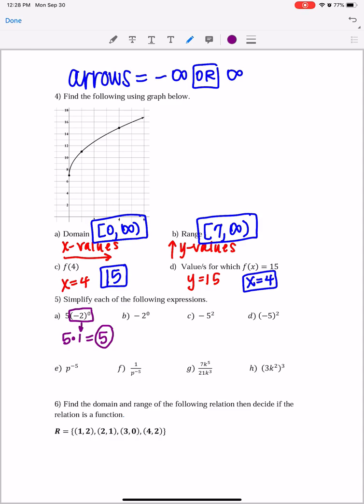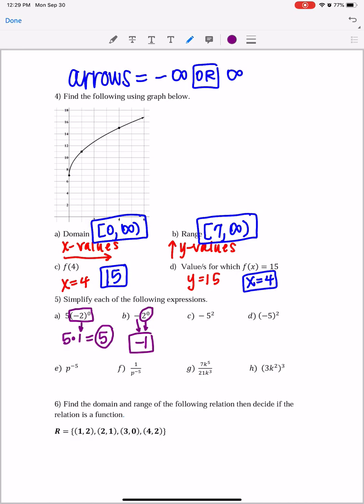B, be careful. What is to the 0 power? It is just 2. It does not include that negative. To include that negative, it would have to be -2 in parentheses to the 0 power. Because it's not in parentheses, only this right here is 1. So then you have to bring that negative down with it. So my answer is -1 on this one.